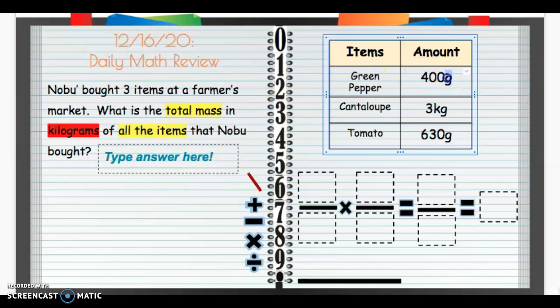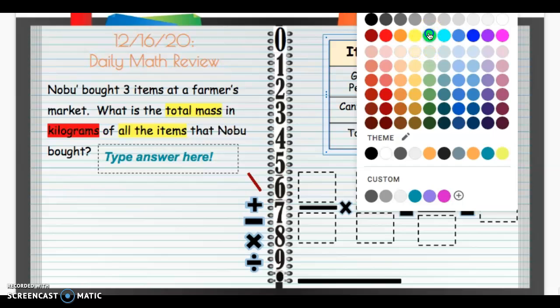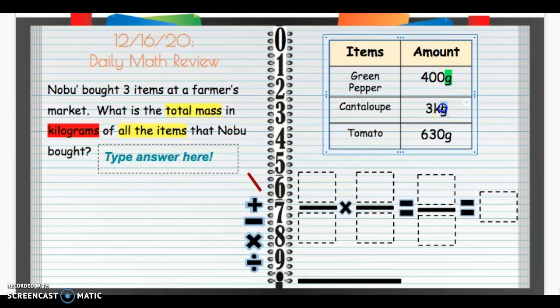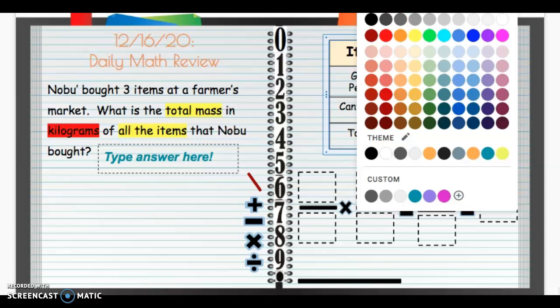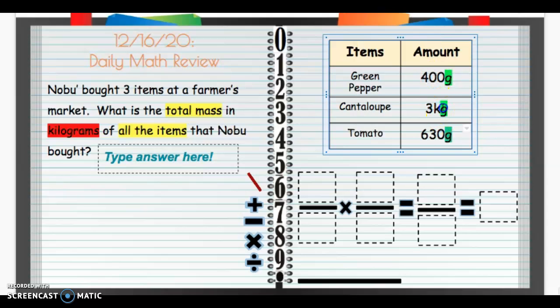So we're starting in grams because if we look at our chart, the items that we bought are all measured with a g behind it. So that means they're in grams. But if you look at cantaloupe, it has a kg. It already is in kilograms. So we need to first, don't get stumped on this one, convert our grams into kilograms.